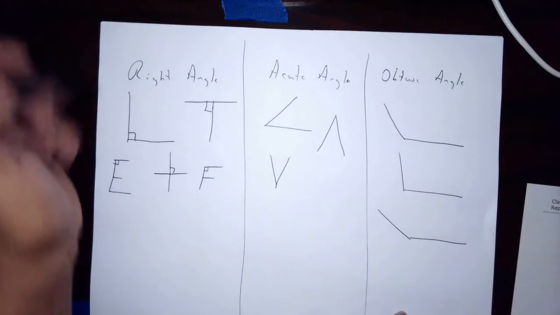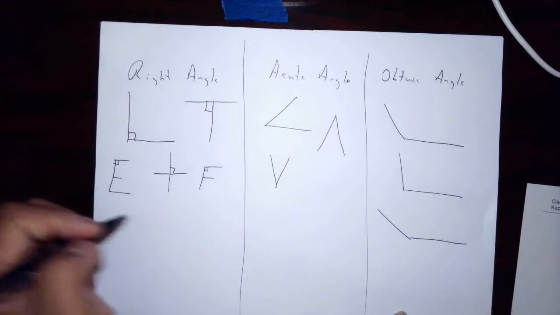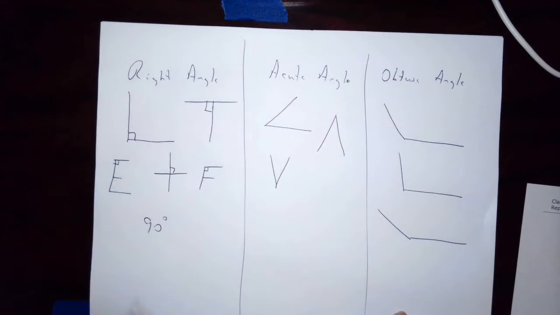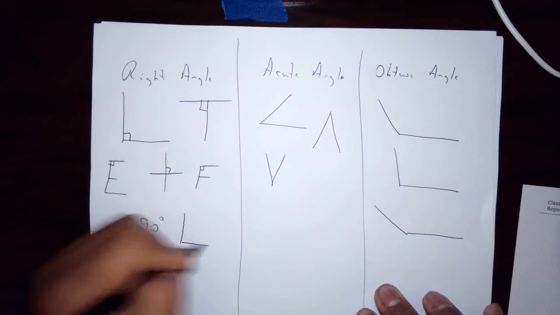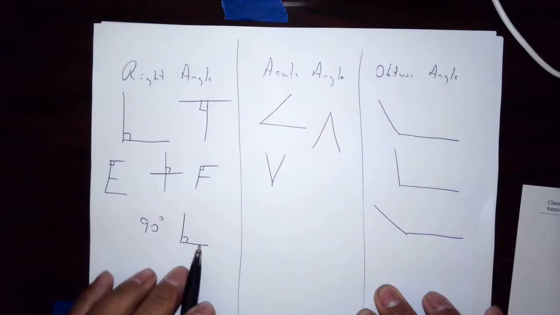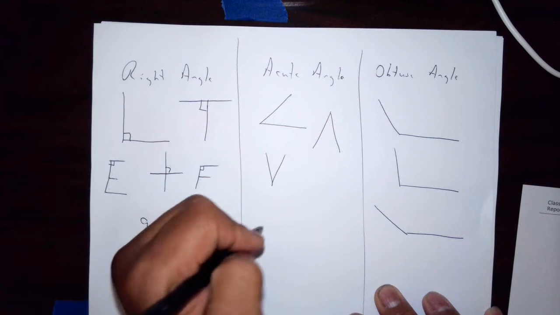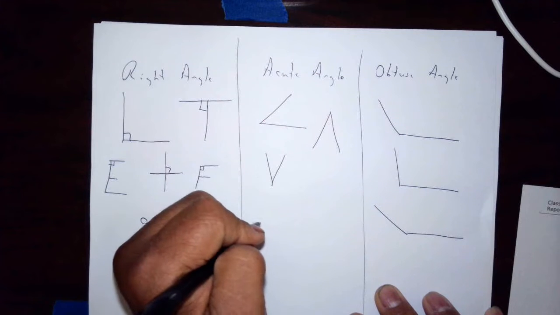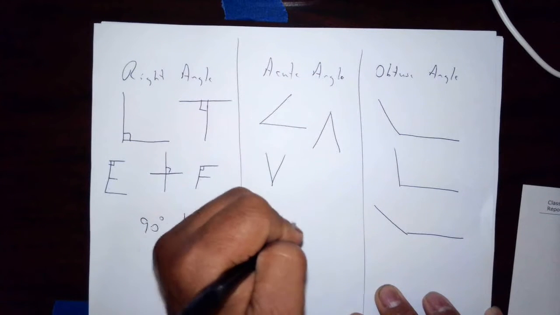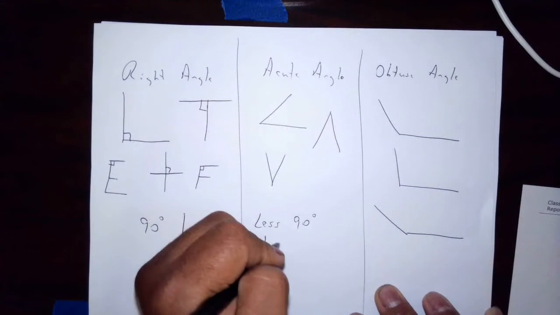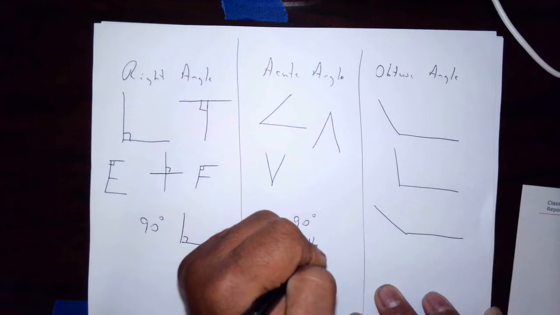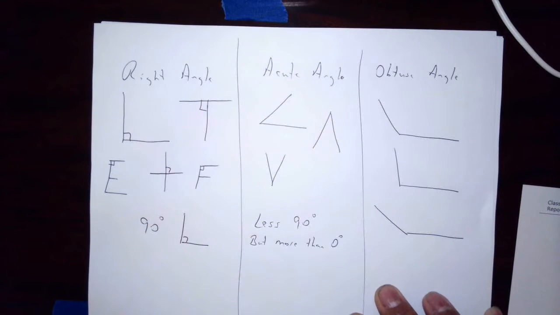Now, just to go into a little bit more detail, the right angle is 90 degrees. To me, this is the most important one. Because if it's less than 90 degrees, but more than 0 degrees, that would be the acute angle.